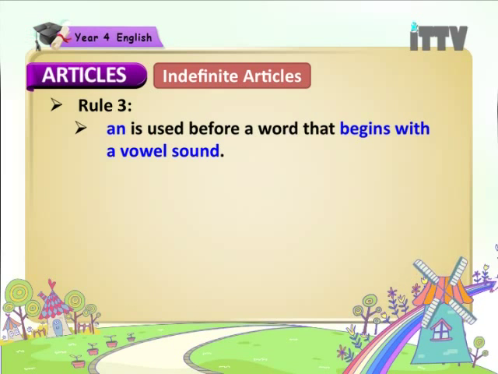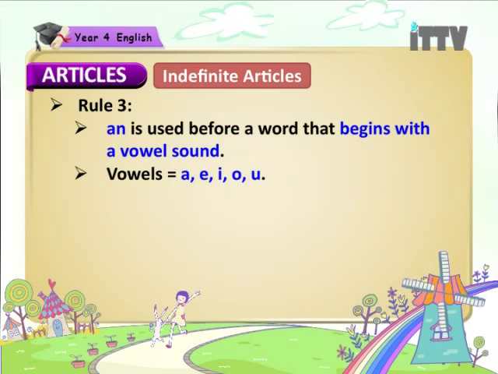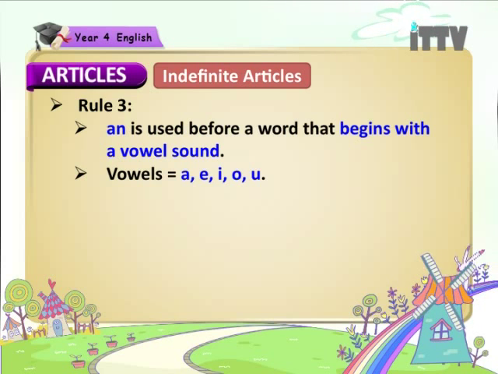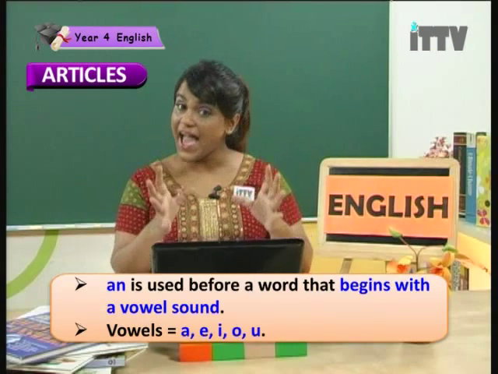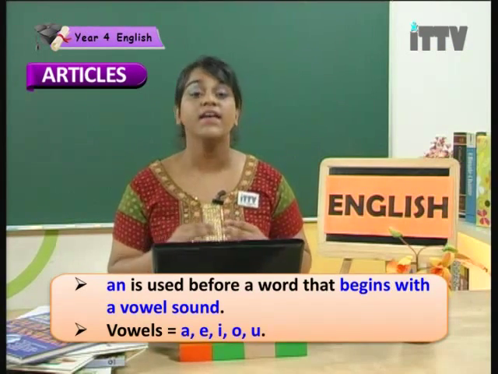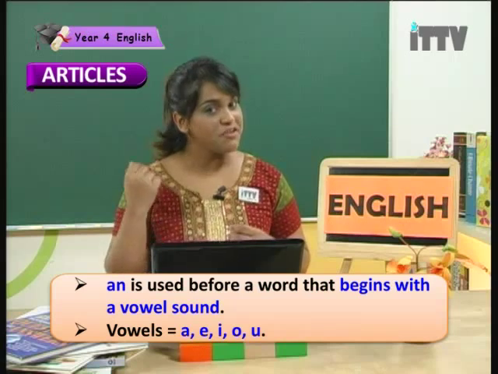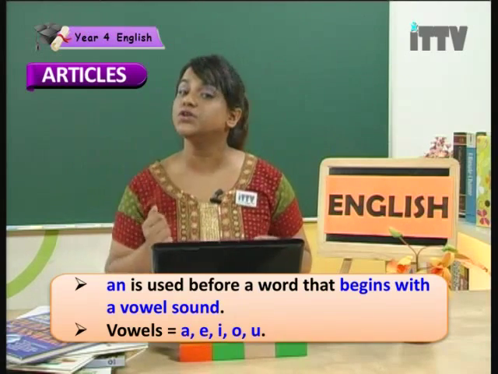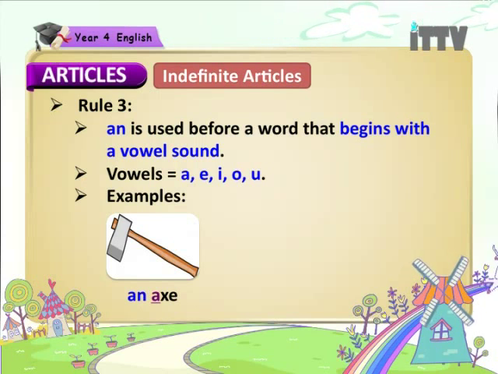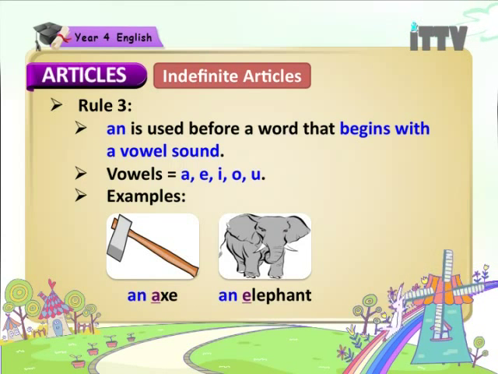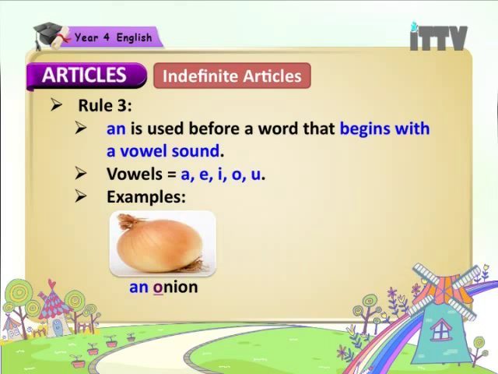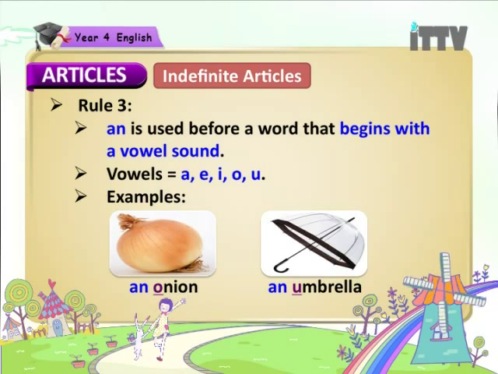Now let us look at an. An is used before a word that begins with a vowel sound. Vowels are A, E, I, O, U. So, students, an is used before a word that begins with a vowel sound. Now, vowels are A, E, I, O, U. For example, an X, an elephant, an iron, an onion, an umbrella.